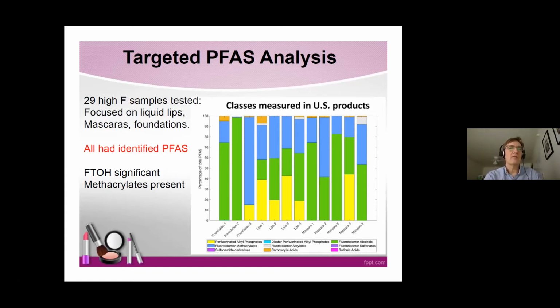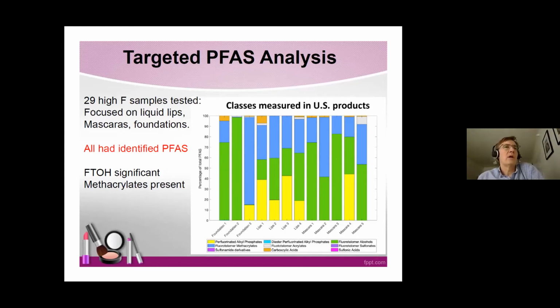Methacrylates were detected in several of these things, which are usually associated with polymeric forms, but they don't have to be. And in North America, they looked pretty consistent. There was a large chunk of these fluorotelomer alcohols and methacrylates, but there were also certainly some PAPs and diPAPs found. And there were a few of these straightforward PFAS, the PFOA and PFHxA and things like that that you can observe.